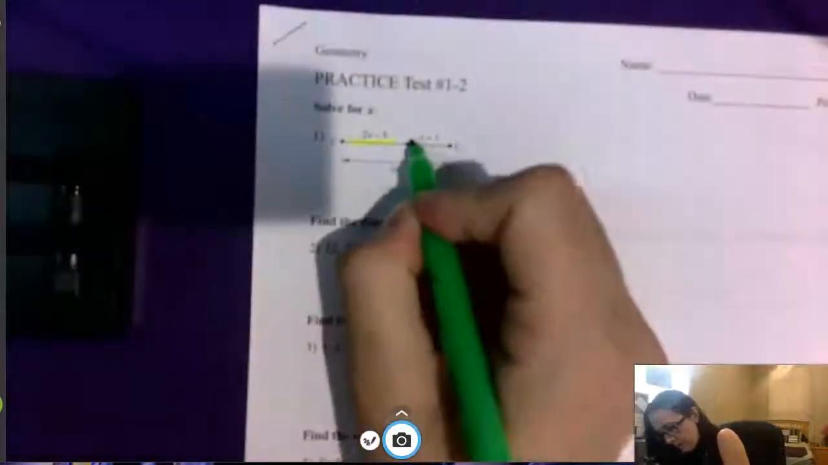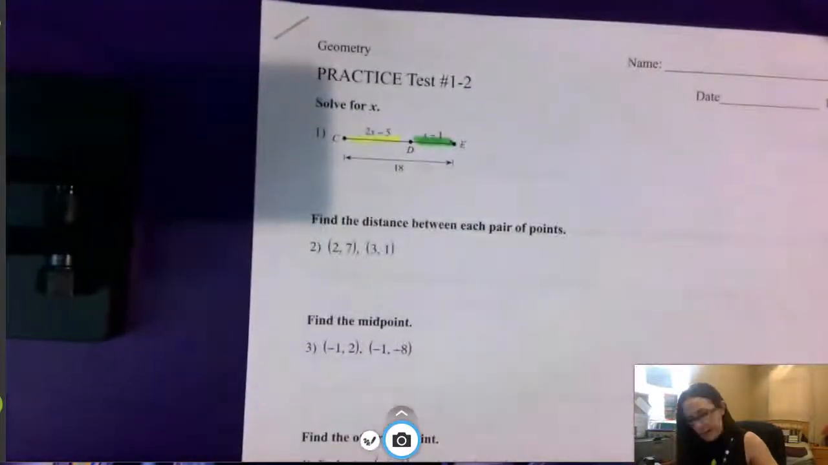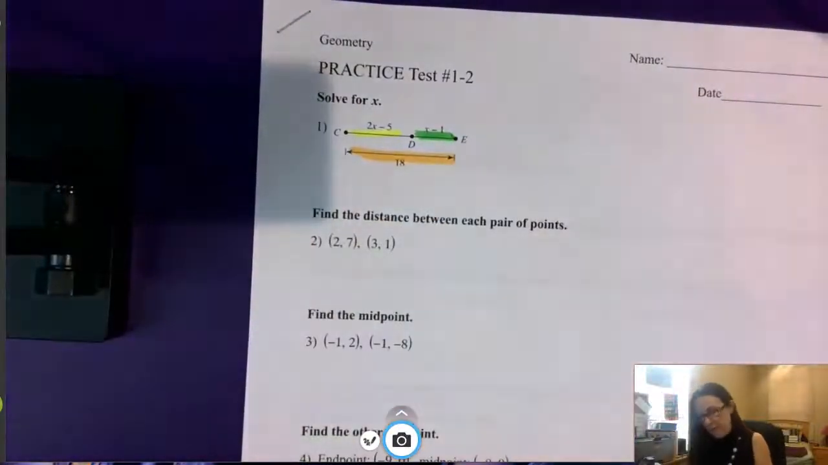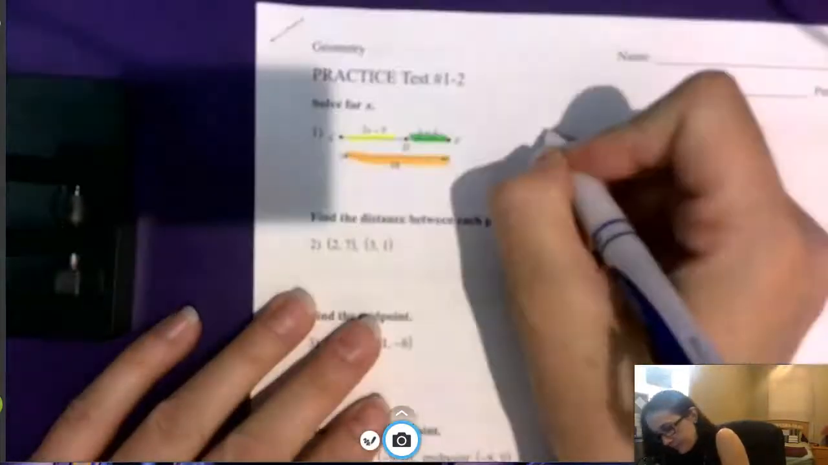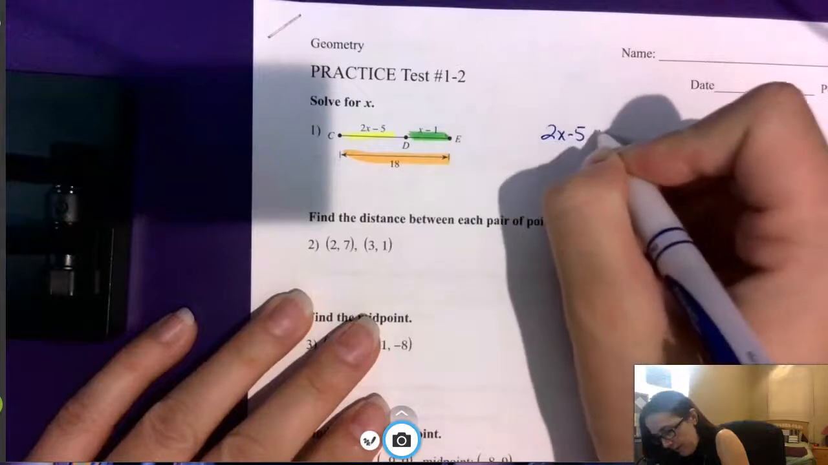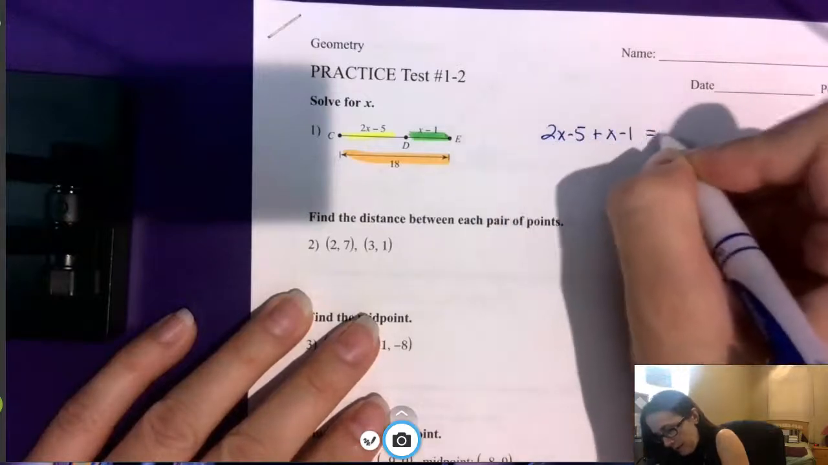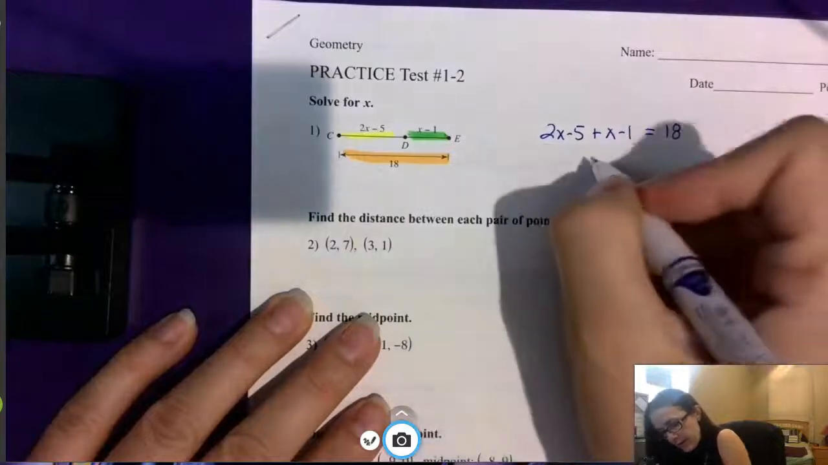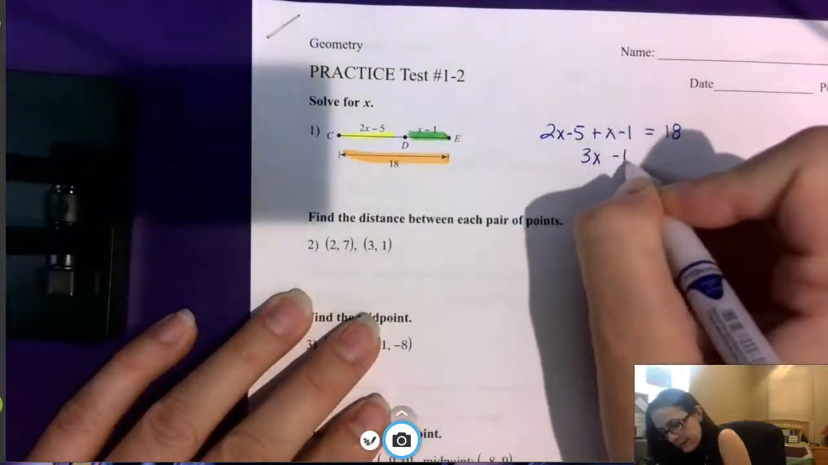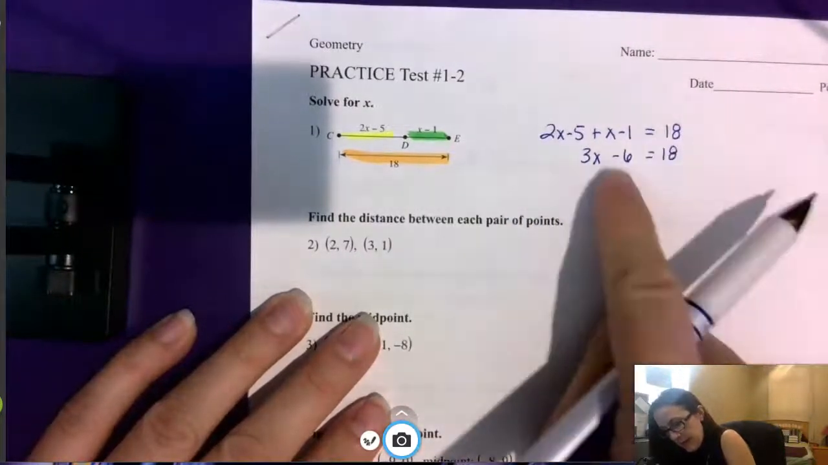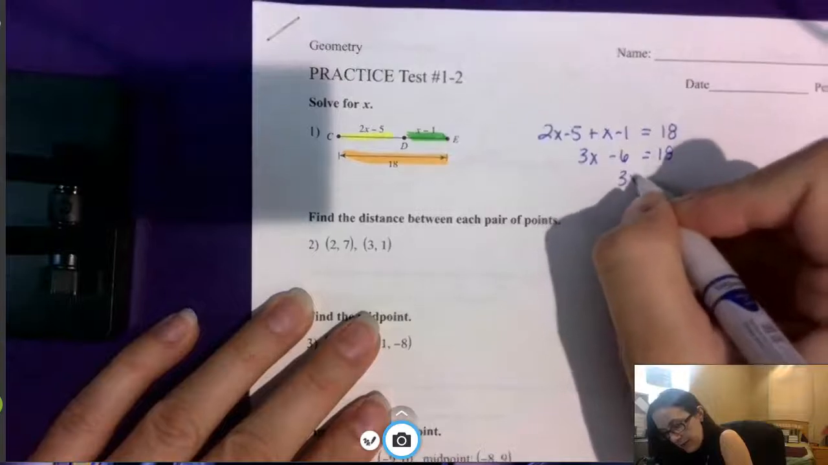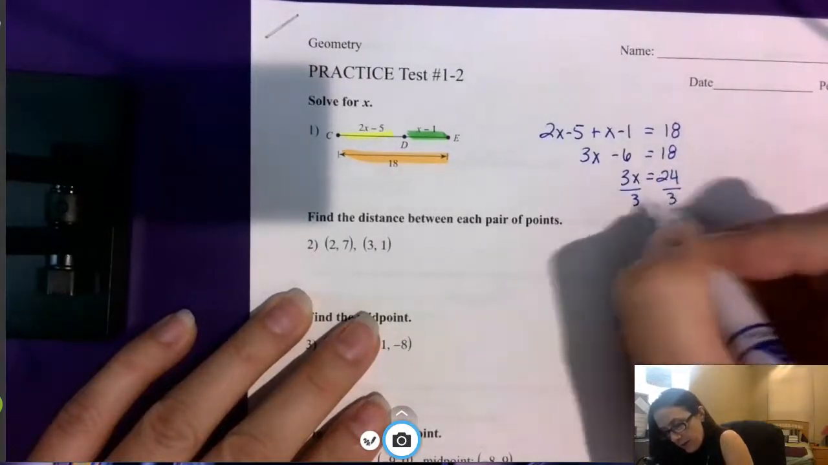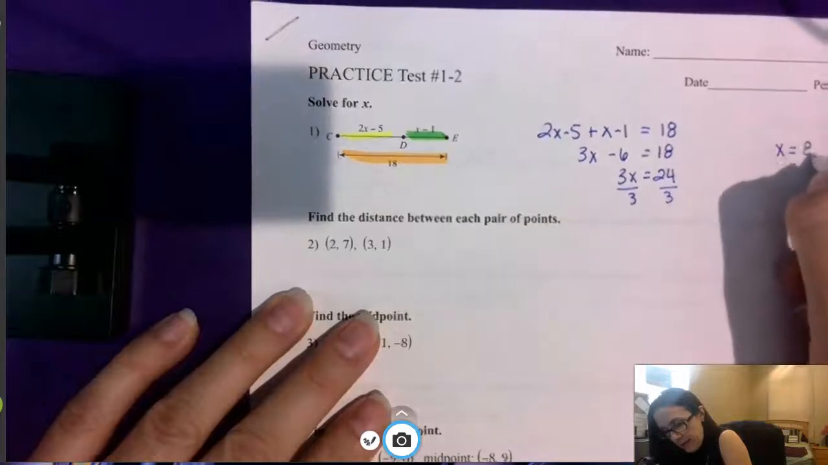Are two separate pieces. They would add together to give you your entire length. This should be reviewed from last week. 2x minus 5 plus x minus 1 equals 18. I clear up this over here. 2x plus x will be 3x minus 6 equals 18. Add that 6 over. I get 3x equals 24. Divide both sides by 3. I end up with x equals 8.